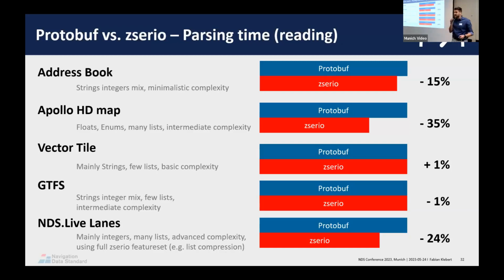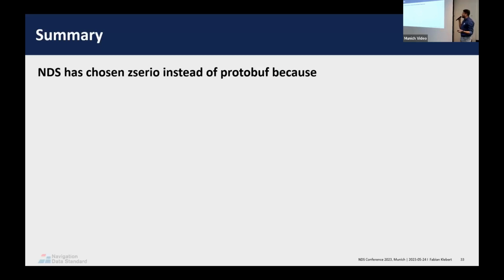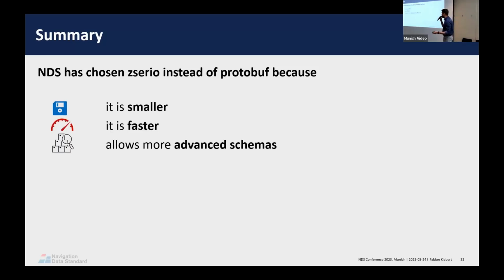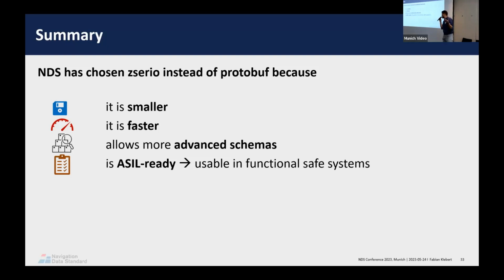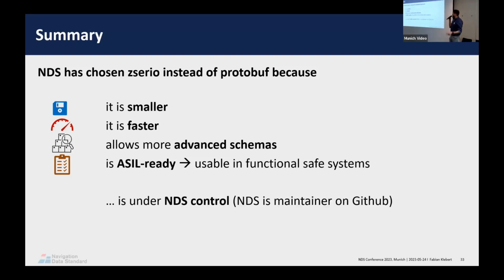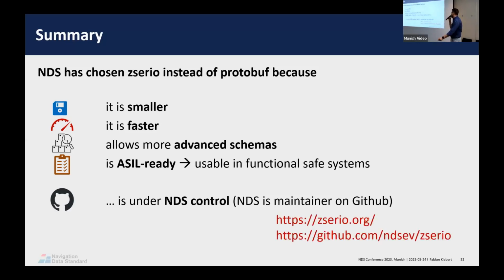And in the end, as a summary, to answer the question from the beginning: NDS has chosen Zero instead of Protobuf because it is smaller, it is faster, it allows more advanced schemas, it is ASIL ready, and of course it's under NDS control, not to forget that. You can find it on zserio.org or on GitHub. Any questions? That's basically why we decided for it.